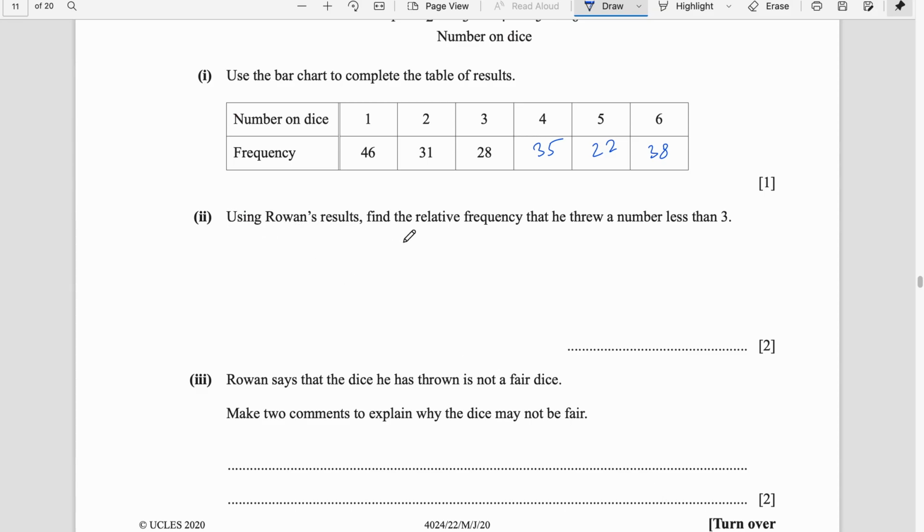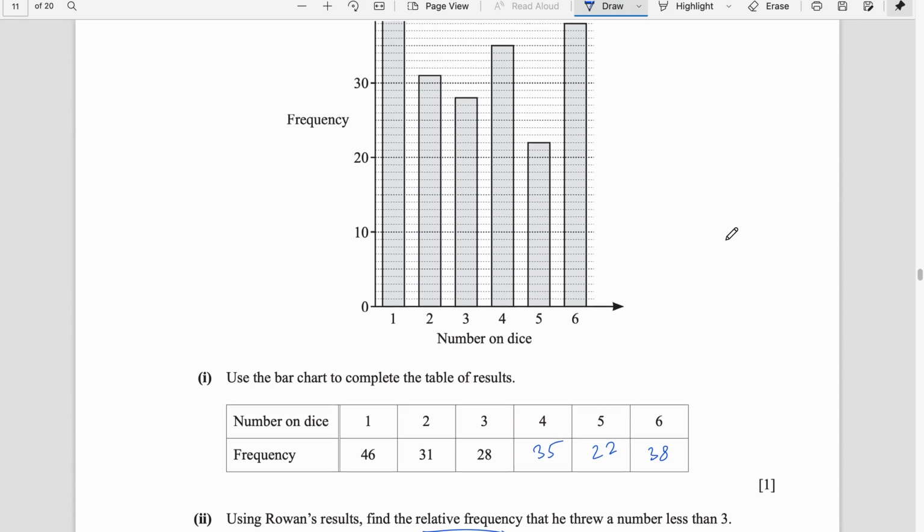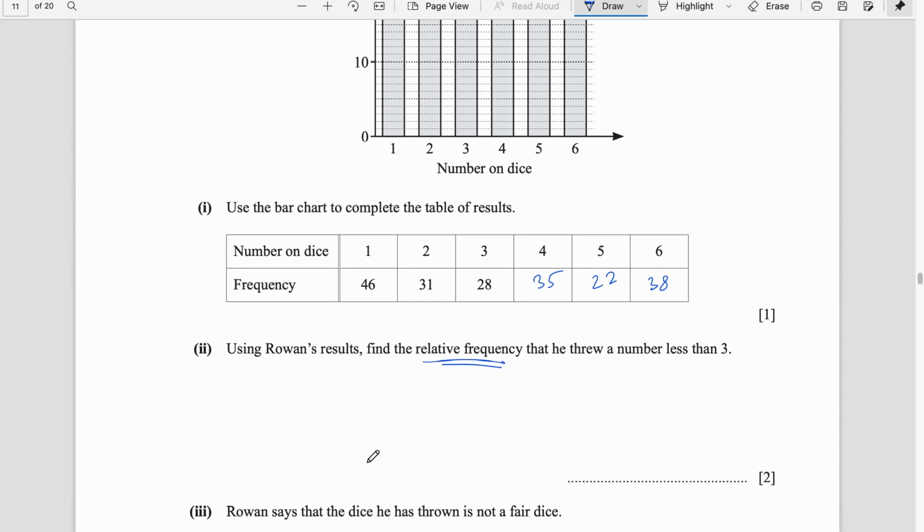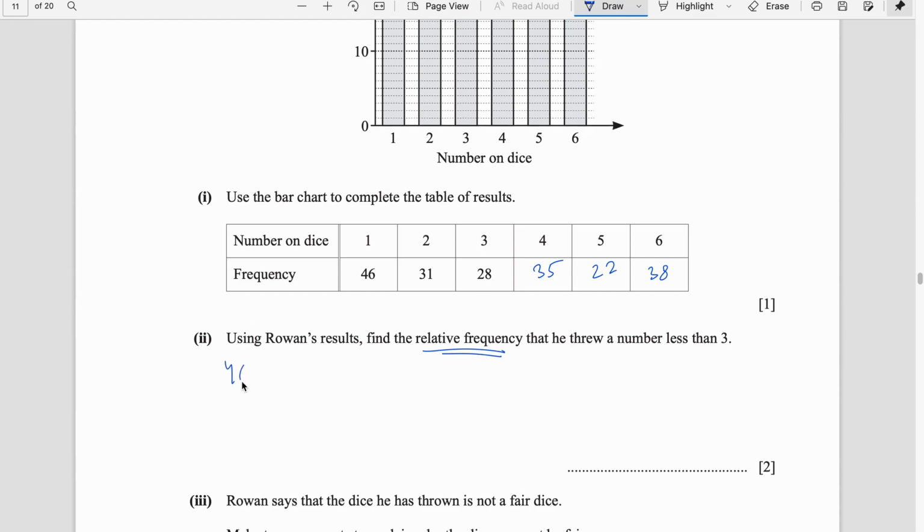Using Rohan's result, find the relative frequency. Relative frequency is known as probability. That he threw a number less than 3. So less than 3 is basically 1 and 2. 1 occurs 46 times, 2 occurs 31 times, out of 200. Use your calculators and write your answer in the answer space.